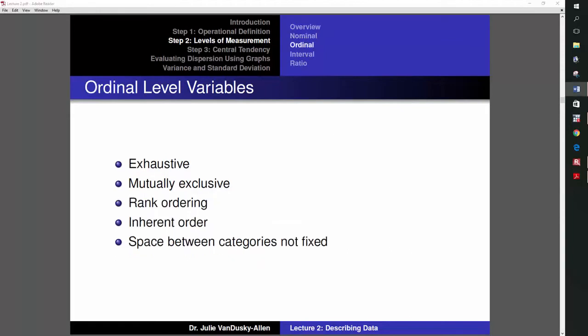In an ordinal level variable, we divide our subjects into different categories. The categories are exhaustive in the sense that we included all possible categories. The categories are also mutually exclusive. If a subject in our variable can fit in one category, they cannot fit in another category. Note that there is inherent order in these categories. However, the actual spaces between these categories are not fixed.